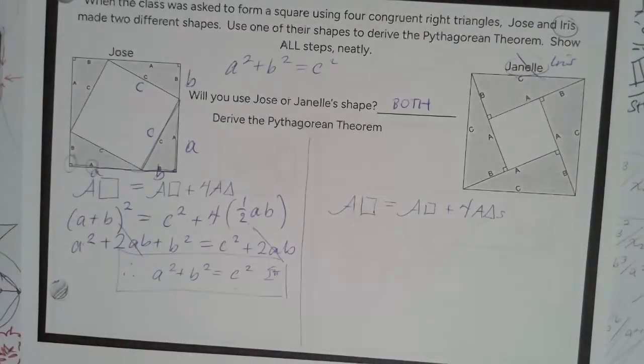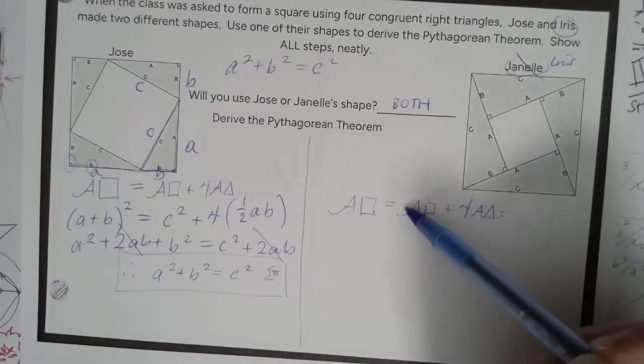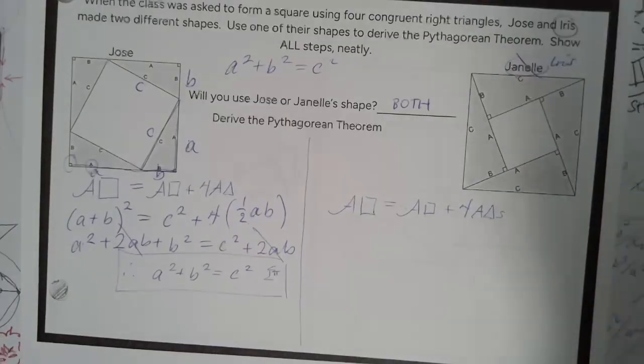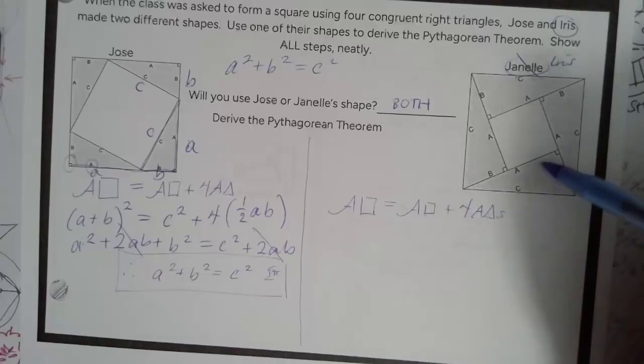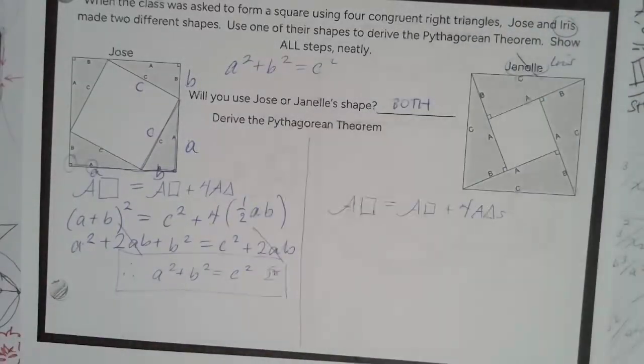Alrighty? Very cool. Now look, very similar first step here. There's a big square, there's a little square, there's some triangles. Okay? So this is why the proof is fascinating. It doesn't matter if you were Jose or Janelle, you can arrive at the same conclusion. Why mathematics is cool, right? You can arrive at the same conclusion regardless.